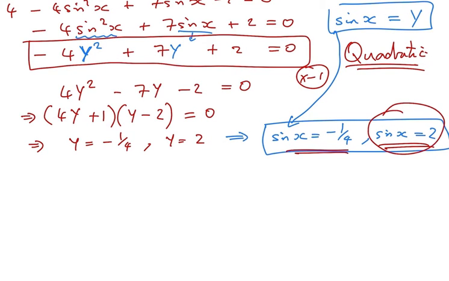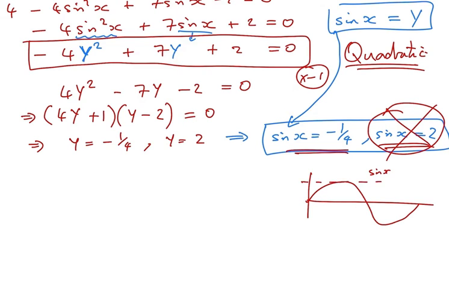Now, it is this one, sine x equals 2. That is not going to work. Why? Because, well, let's just remember our sine x graph. This is sine of x. And you remember it goes between 1 and minus 1, right? 1 and minus 1. So sine of x equals 2 is too big. It will not work, okay? So this one here is not good, okay?